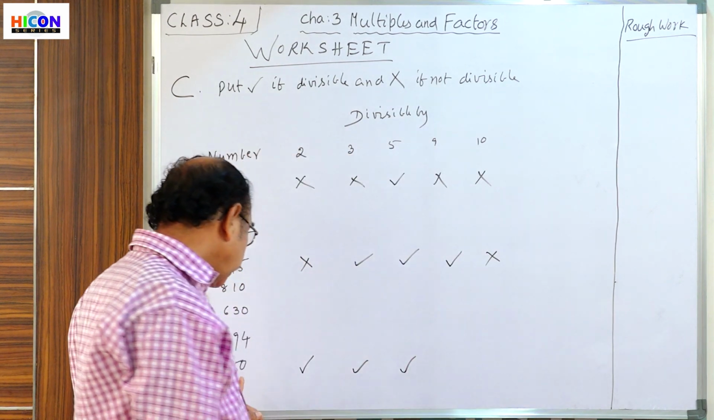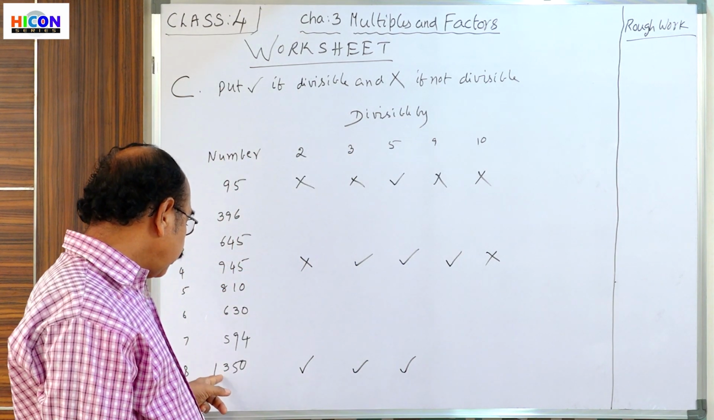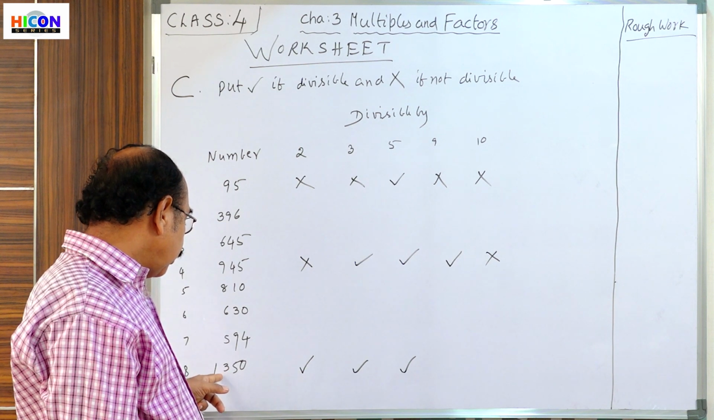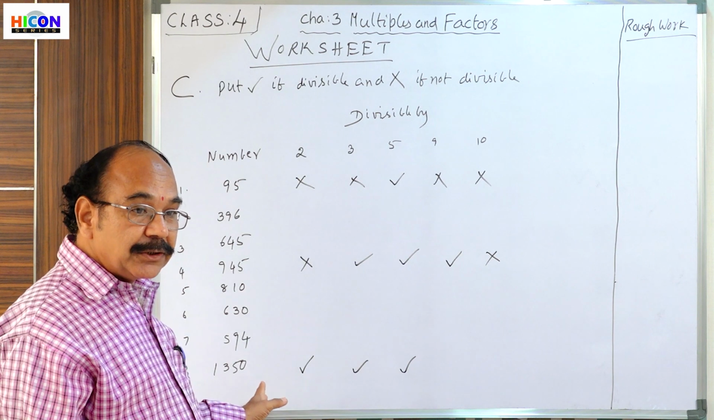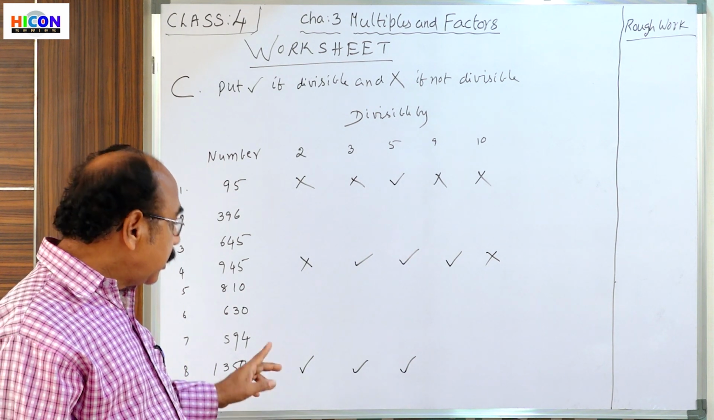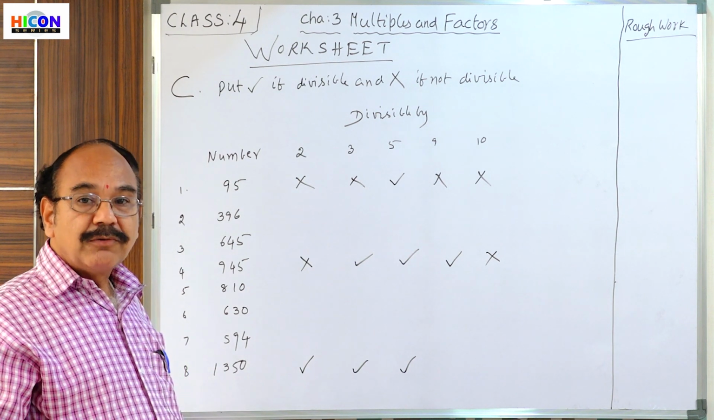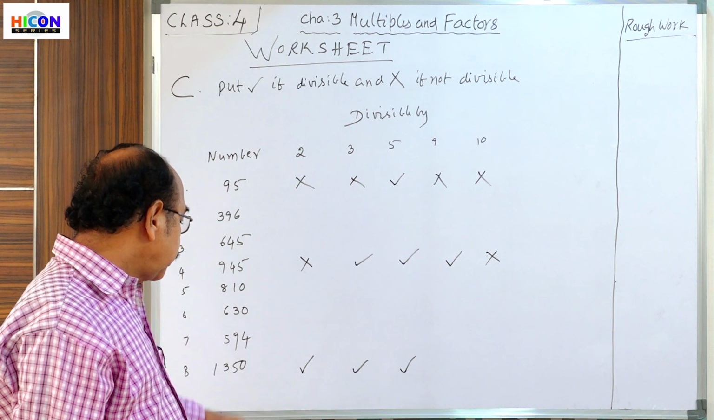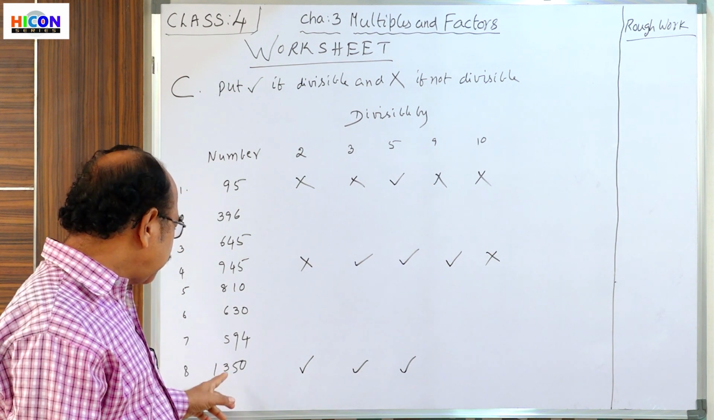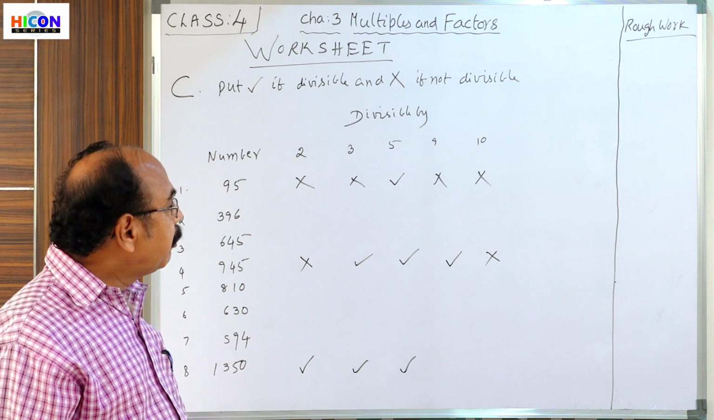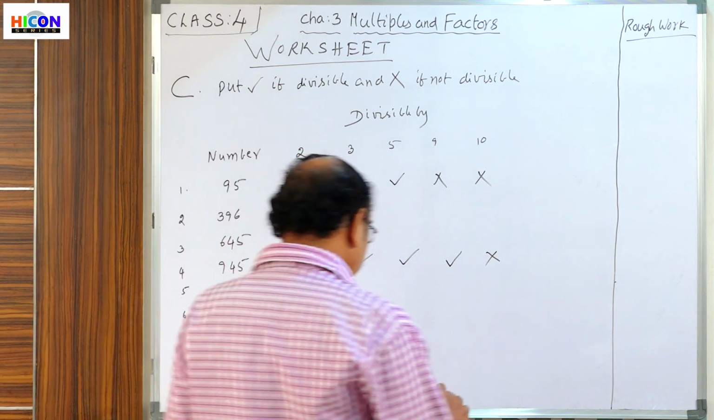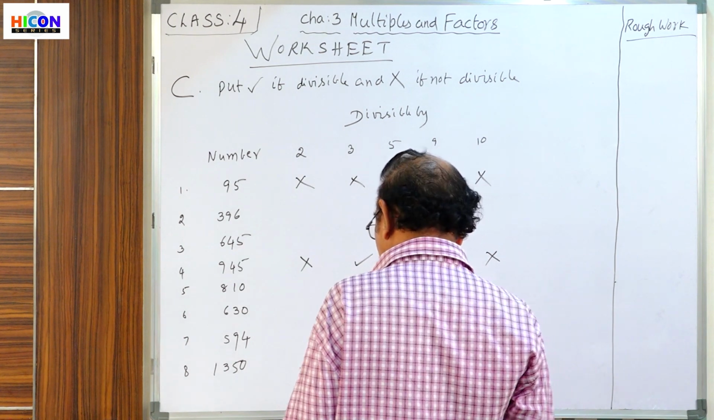Next, here what is the total? 3 plus 1, 4, plus 5, 9, 9 plus 0, 9 is there. Okay, the sum of the digits is 9. 9 is divisible by 9. So what do we say here? 1350, the number is divisible by 9. So we keep a tick mark.